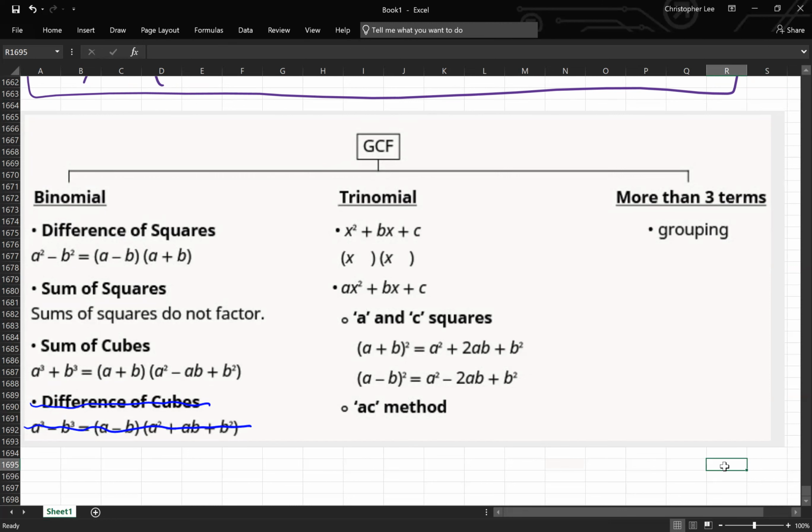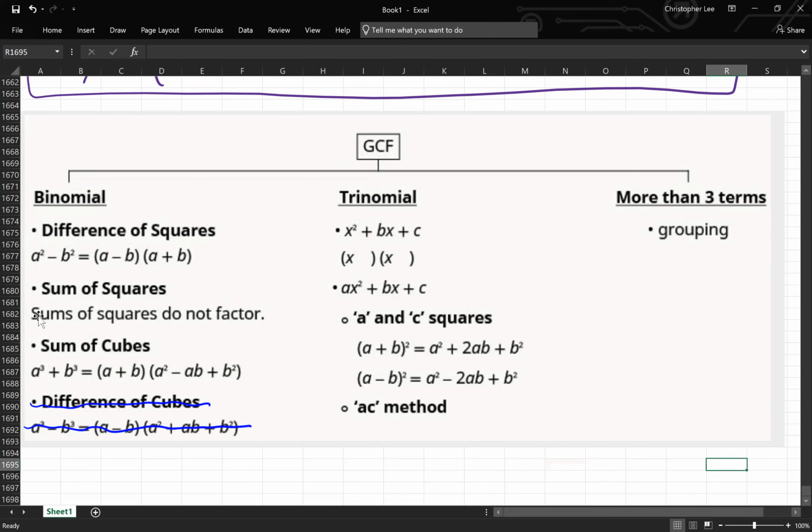So binomial, remember, is 2 terms. Trinomial, 3 terms, right? Polynomial, more than 3. 4, 5, 6, 8, whatever, polynomial, right? For a binomial, when we have the difference of two perfect squares, difference meaning minus, you have a squared minus b squared is equal to a minus b times a plus b, right? Remember I was talking to you about the sum of squares, right? Sum of squares we cannot factor. When there's a plus sign in the middle, can't factor that, right?